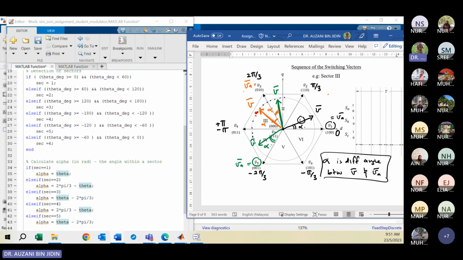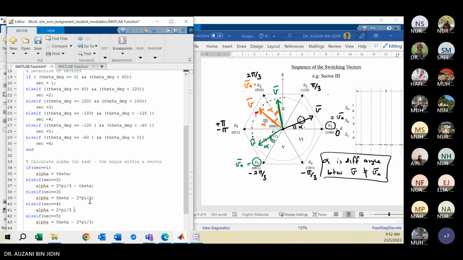So for sector 4, how do we write the equation? Theta minus 2 times pi per 3. Is that right? Theta.